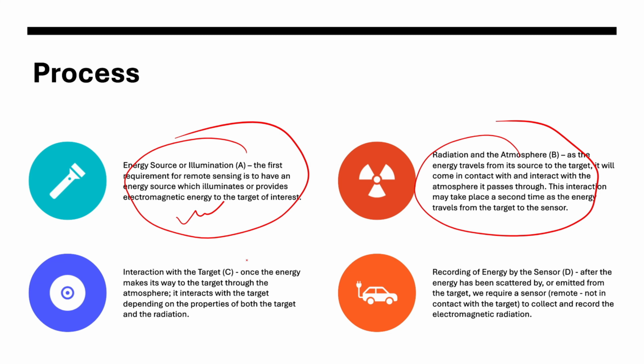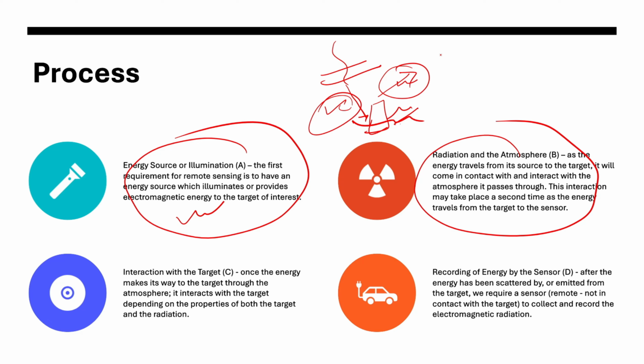Then, interaction with the target. Once the energy makes its way to the target through the atmosphere, after interaction with the atmosphere, it makes its way toward the surface, right? It interacts with the target depending on the properties of both the target and the radiation. There are different features on the earth surface, and they reflect the beam, and the amount of energy contained in the reflected beam depends on the property of the surface, the property of the object present on the earth surface, and also the wavelength of the signal.